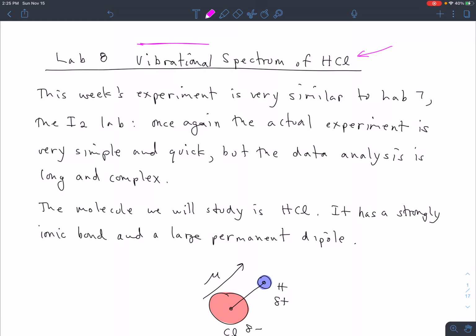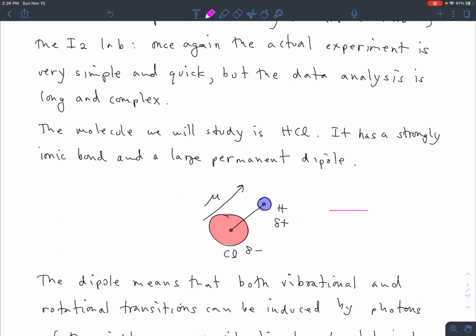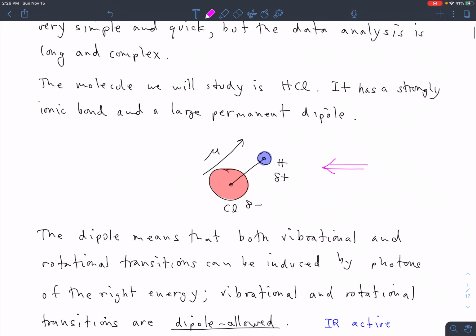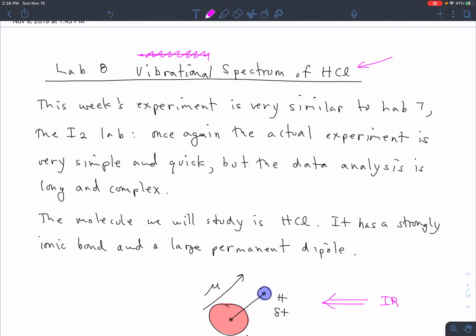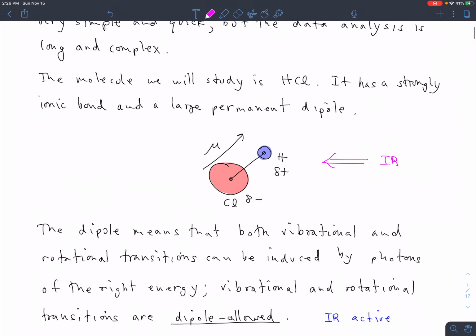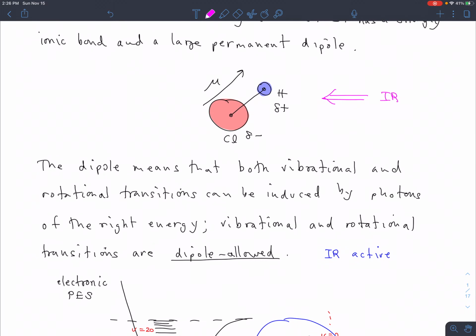the difference between taking the spectrum of I2 with a UV-Vis spectrometer and taking the IR spectrum of HCl is due to the fact that the HCl molecule obviously has a great big dipole moment. And that means that its vibrational transitions are IR active, and also its rotational transitions are IR active. It probably would have been better to take the IR spectrum of I2 also. It's just that there is no IR spectrum of I2, but there is for HCl. So the analysis will be kind of similar.